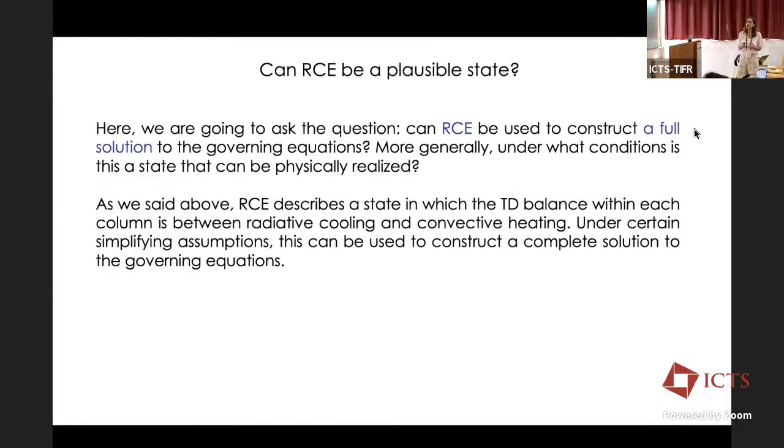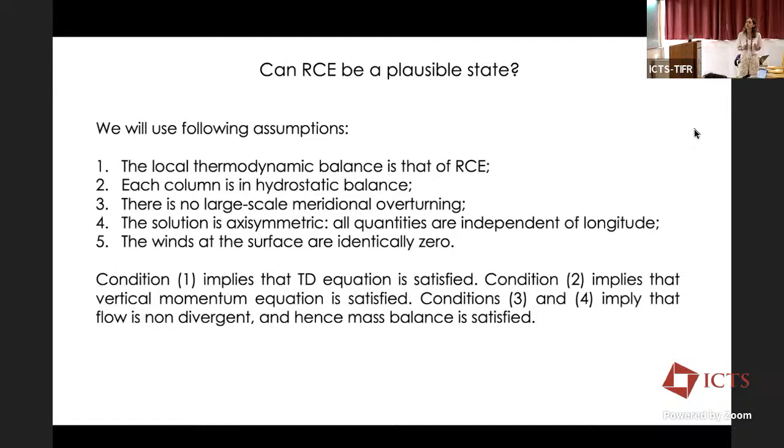And so, as we said above, RCE describes a state in which the thermodynamic balance within each column is a balance between radiative cooling and convective heating. And under certain simplifying assumptions, we can use radiative convective equilibrium to construct a complete solution to the governing equations. And so again, here we're going to assume the following. The local thermodynamic balance is that of radiative convective equilibrium.